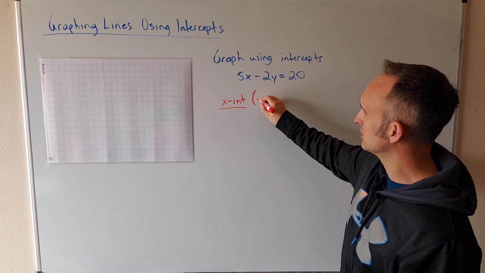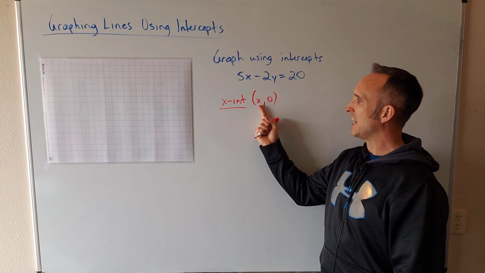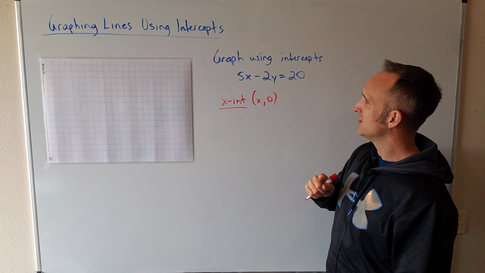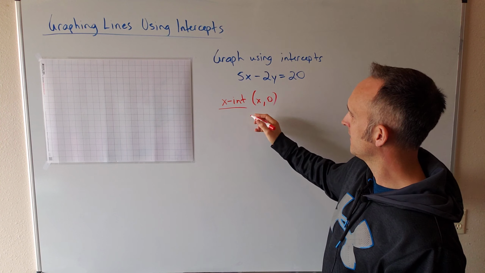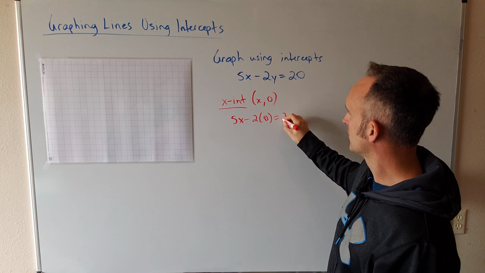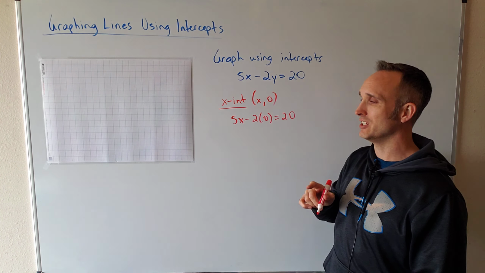X-intercepts, remember, always look like x comma 0. So what this means is, I don't know what x is, but I know y has to be 0. So I can plug 0 in for y, and I can solve for the particular x that goes here.